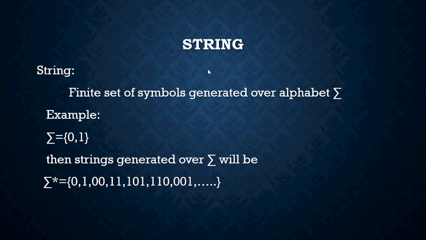Now, what is meant by a string? A finite set of symbols generated over an alphabet is called a string. For instance, here we have a set of alphabets as 0 and 1. When we generate repeatedly using the 0 and 1 symbols, we get a string. For instance, I'll get 0, 1, 0, 0, 1, 1, 1, 1, 0, 1, and so on and so forth. You can apply only these two symbols as far as this alphabet is concerned. So this concept is called a string.